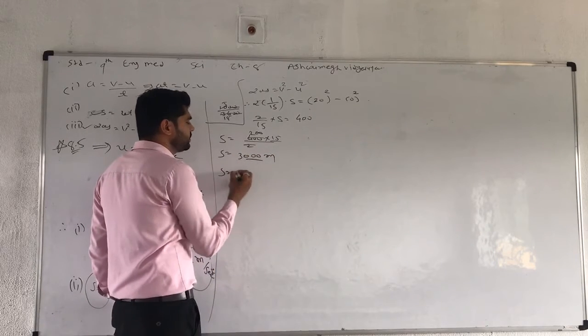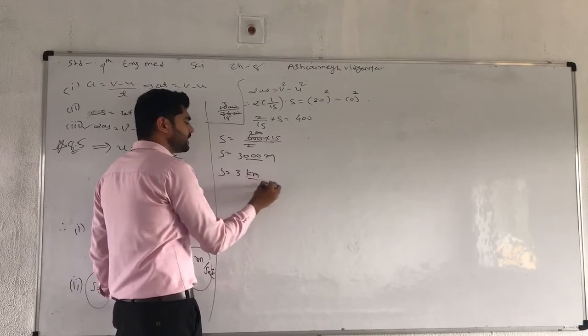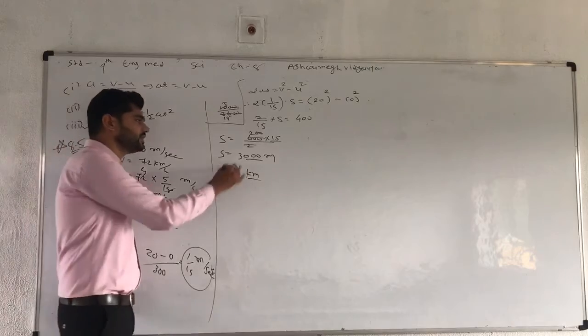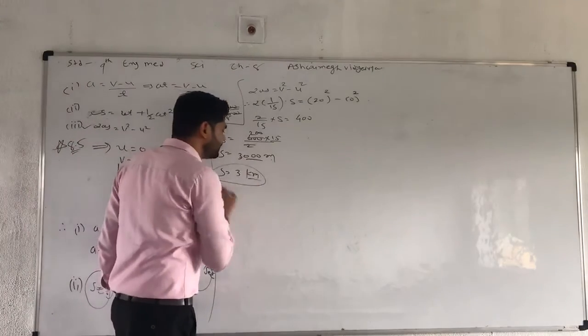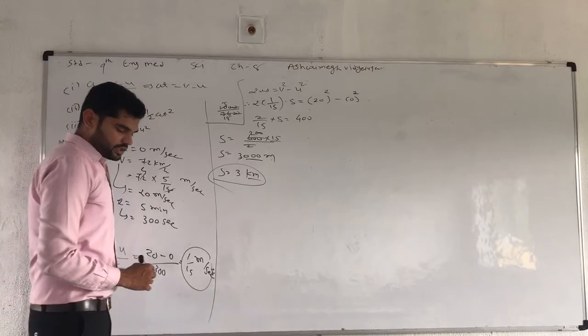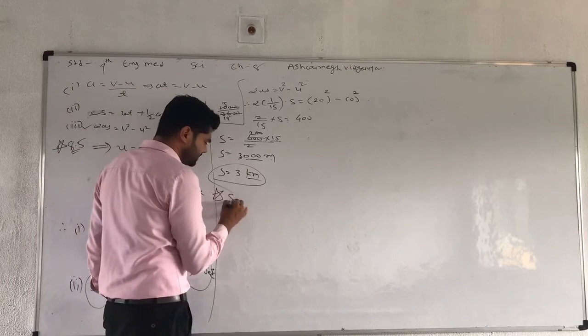Now convert it into kilometers. 1000 meters is equal to 1 kilometer. Therefore 3000 meters means 3 kilometers. So the train traveled 3 kilometers. Next question.